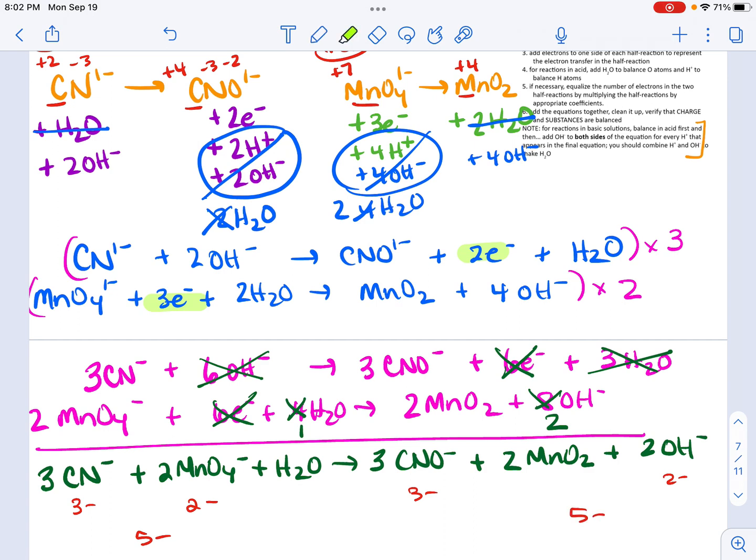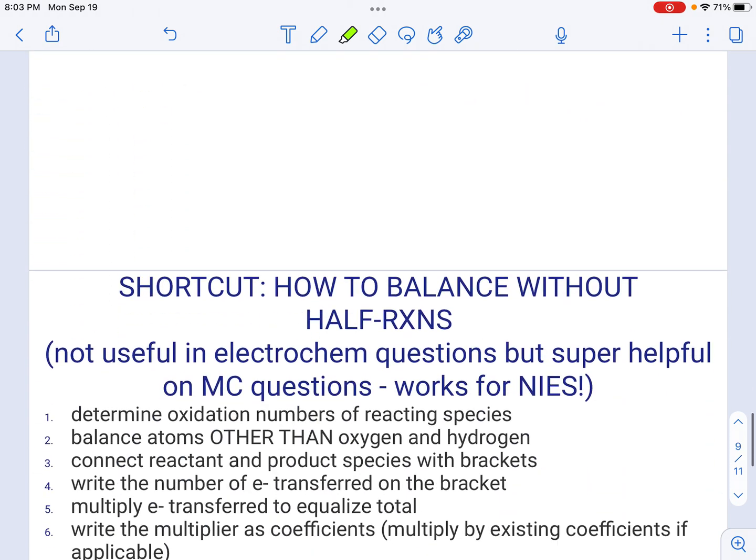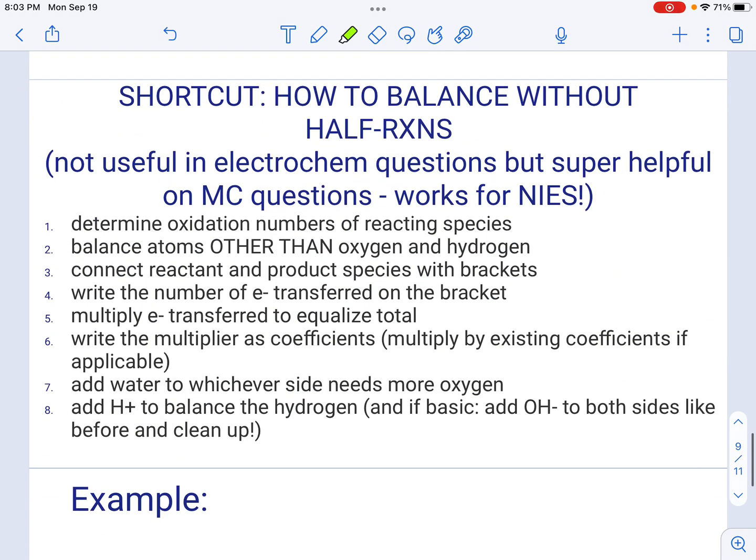So my final equation for this reaction is right there. Okay, so I'm actually going to make a second short video that I'll link, that you can watch separately if you want to know the shortcut, or you can do that in class. So I'm going to stop this video here and start a new one in a minute that shows you how to make shortcuts.